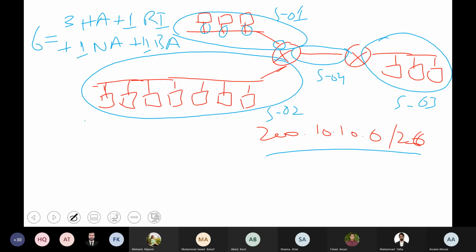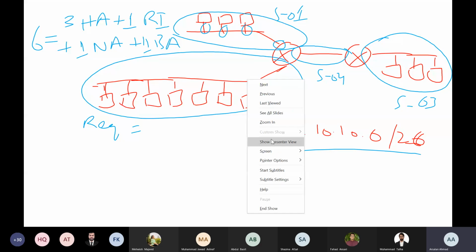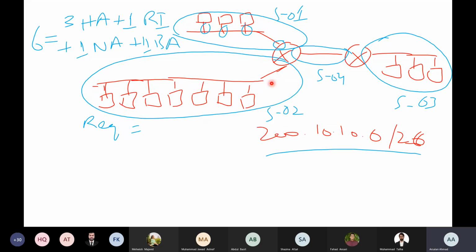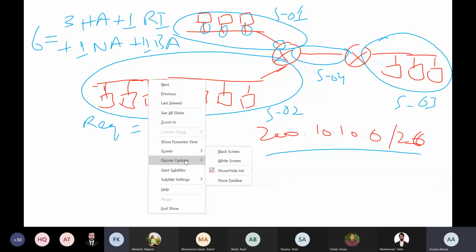Subnet 2 is this one. Oh, sorry, you cannot see my finger. I need a pointer. Subnet 2 is this one. This is subnet 2. What is the requirement? How many host addresses? 1 host, 2 hosts, 3, 4, 5, 6, 7 hosts. 7 host addresses are required. 1 address is required for this interface of the router. So 8 addresses plus 1 network plus 1 broadcast. Total requirement is 10 addresses.